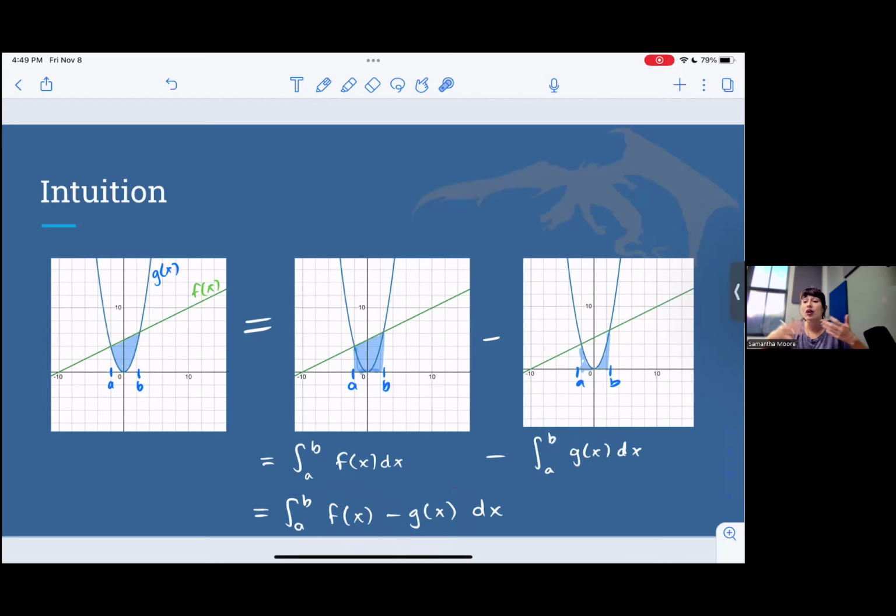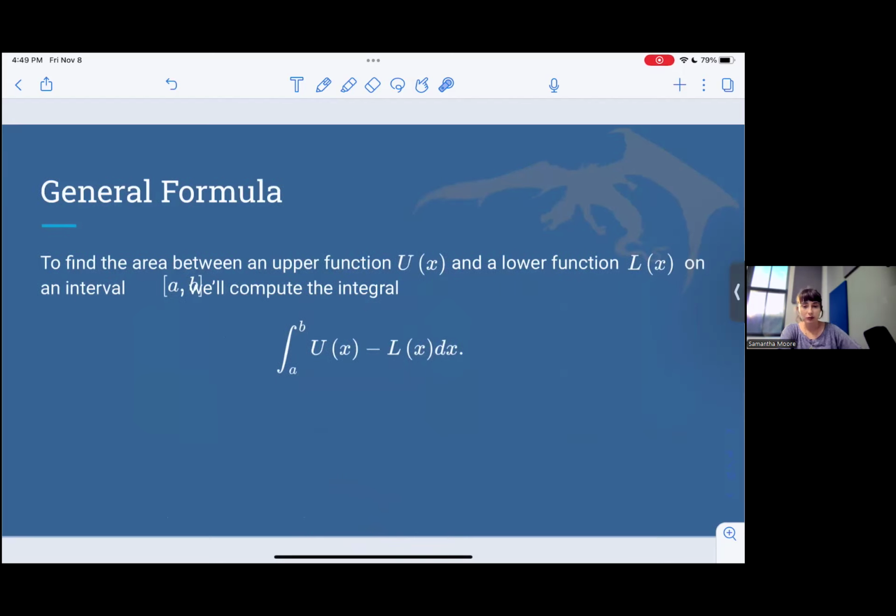And that is going to be our general idea. Anytime we're trying to find the area between some upper function, u of x, and some lower function on some interval a to b, then the integral that you need to set up is you should integrate from a up to b and take your upper function minus your lower function dx.